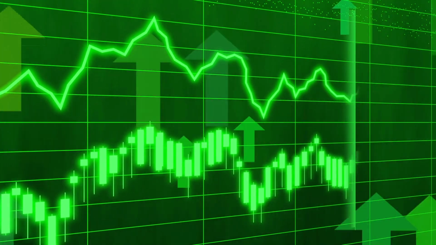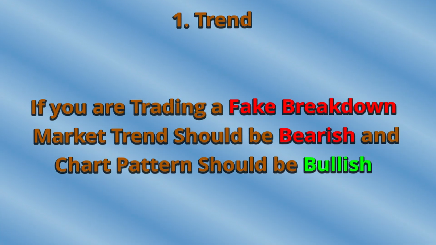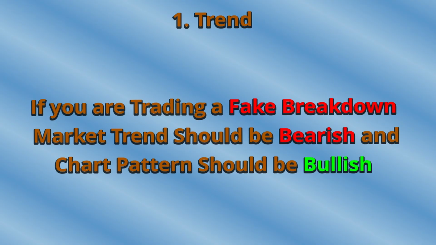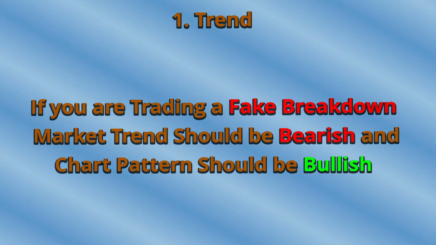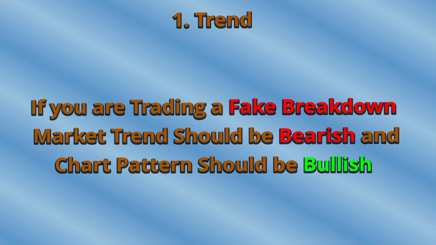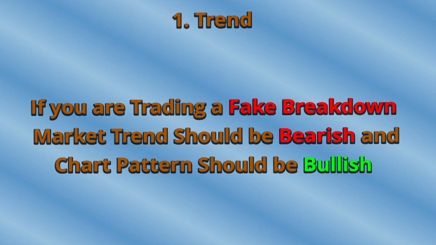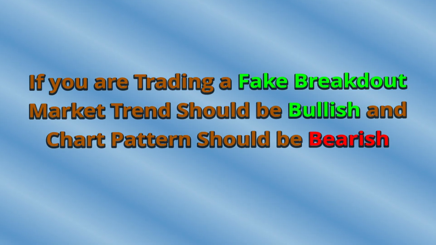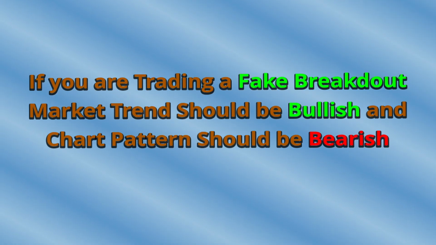Alright, let's quickly summarize what we have learned so far. To trade fake breakouts and move with the market, first look at the overall trend. For example, if you are trading a fake breakdown on the selling side, the market trend should be bearish and the pattern should be bullish. And if you are trading a breakout in the case of buying, the trend should be bullish and the pattern should be negative.